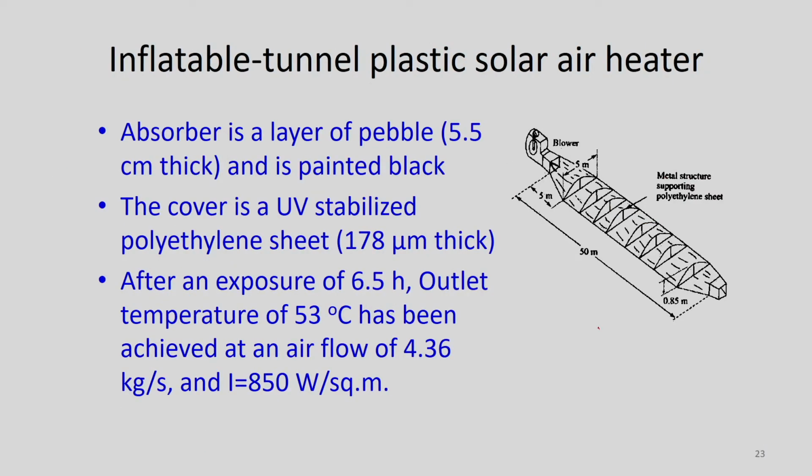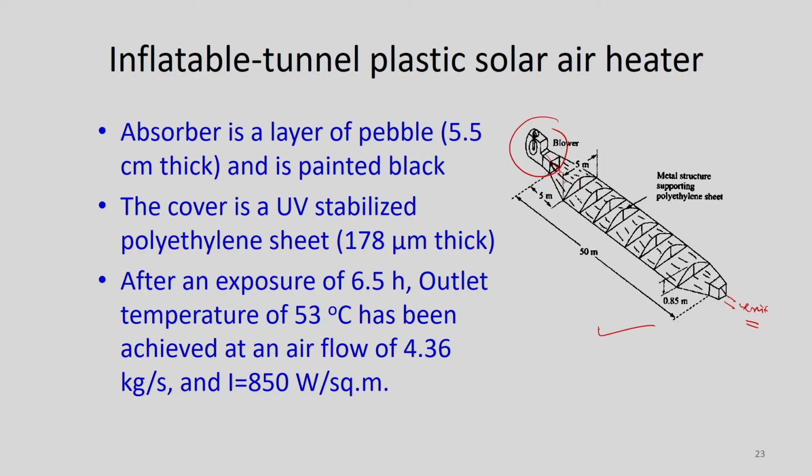And one more solar air heater, what you can see, this is nothing but an inflatable tunnel plastic solar air heater. So, this is a blower, air is supplied from this blower, and there are a number of trays where raw materials can be kept and drying can be done, and this is the exit part. So, you can see the length is about 50 meter people have made, and the width is about 5 meter.